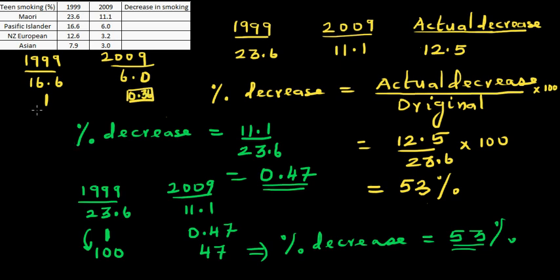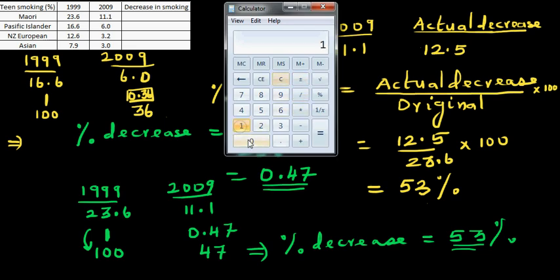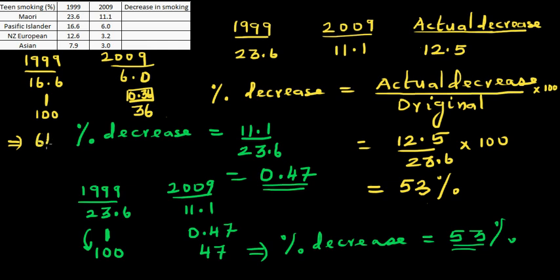So if there were 1 smoking in 1999, in 2009 it is 0.36. That means if there were 100 smokers among Pacific Islanders, there are 36 in 2009. So what's the decrease in smoking? That is 100 take away 36. 100 minus 36 is 64. So there is a 64% decrease in smoking in Pacific Islanders. You can do the remaining questions yourself. When you divide the new by the original, what you're getting is in terms of 1.